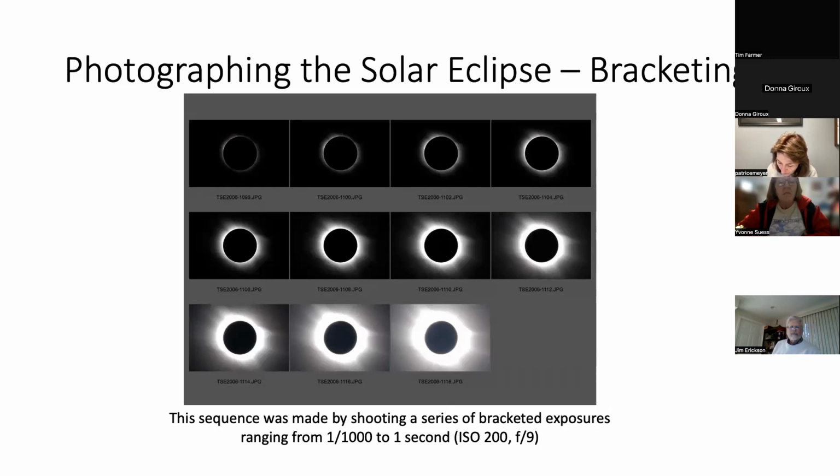And then the next one is 1/100th of a second, 1/50th, 1/25th, and all the way up until it's well exposed. The center part is completely useless, but on that outer part you can still see part of the corona. So this is called a bracket.